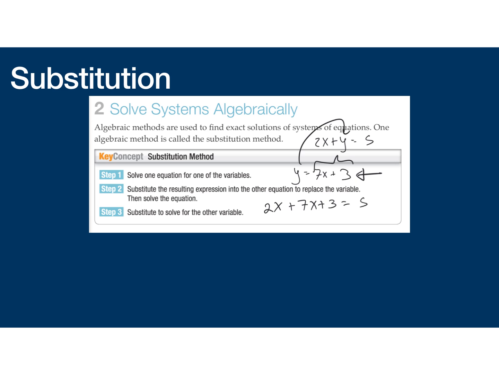In this case, we would add the x's to get 9x plus 3 equals 5. We'll subtract the 3. Then we'll get 9x is equal to 2. We'll divide by 9, and we get x is equal to 2 over 9. So that's how you would solve, at least for one variable, algebraically. We're going to solve for the other one by plugging that number back in. But I'll go over some examples to show you guys how it works.